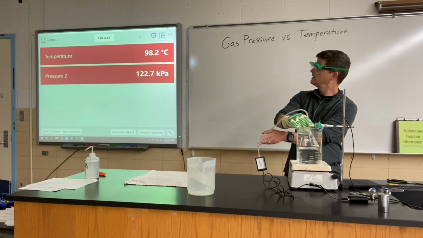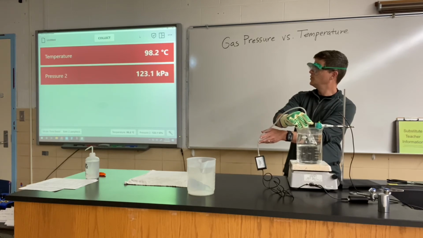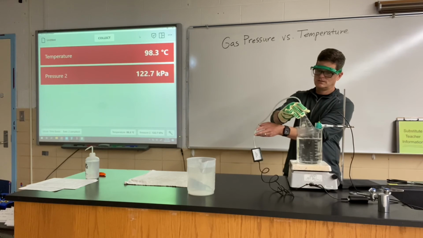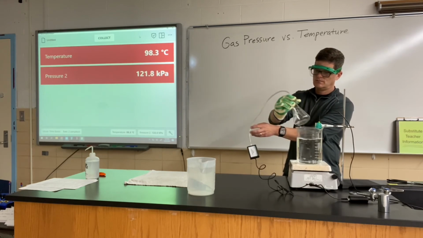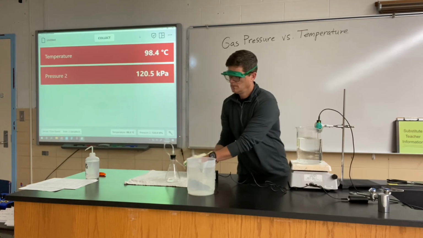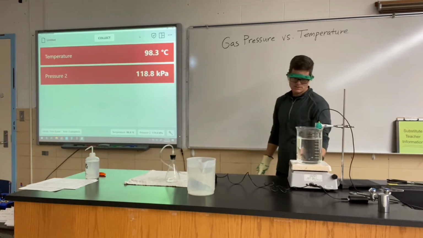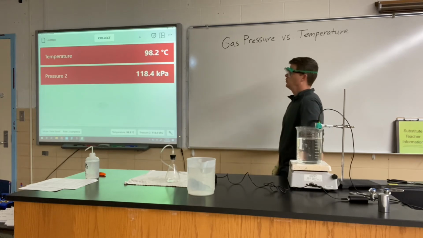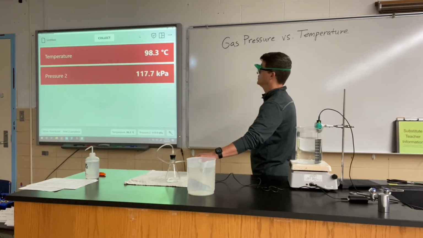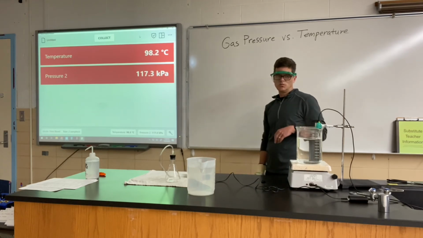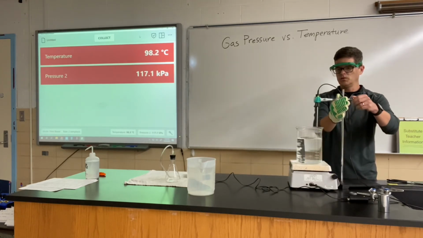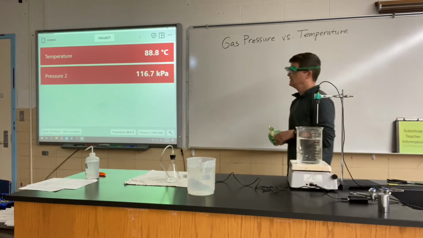So let's go with 98.2 degrees Celsius, and it's bouncing around there. Let's call it 122.8 kilopascals. 122.8 kilopascals, 98.2 degrees Celsius. And again, once we take it out, it immediately starts to cool. Pressure starts dropping. The temperature probe is still in the boiling water, so it hasn't changed. But when I remove that, of course, the temperature will change there as well.